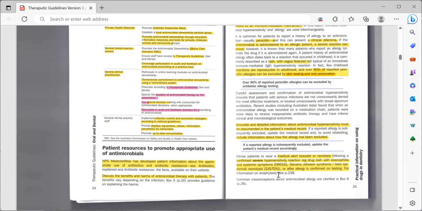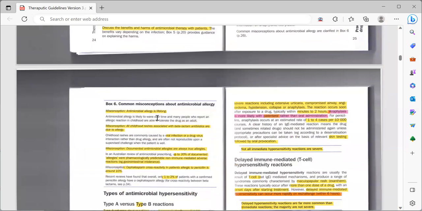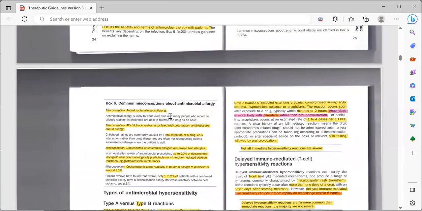But yeah, it is very important: if the patient has a confirmed allergy, you can advise him to wear an alert bracelet or necklace that will help in identifying it. A common misconception about allergies is, first of all, that the allergy is lifelong. We usually think that if we were allergic to something when we were younger, we would still be allergic to that thing, but it is not true.